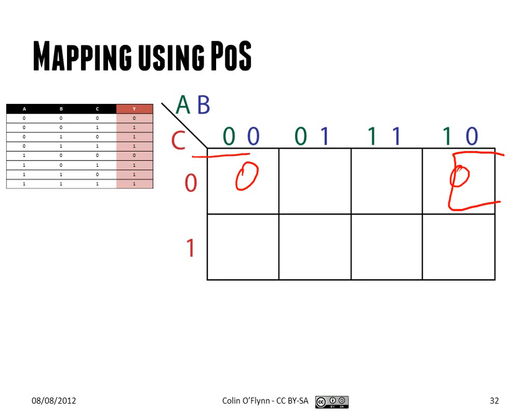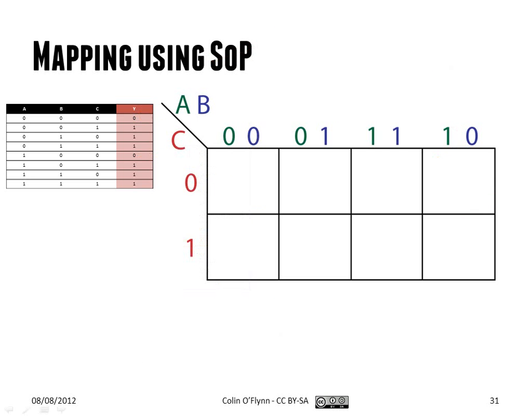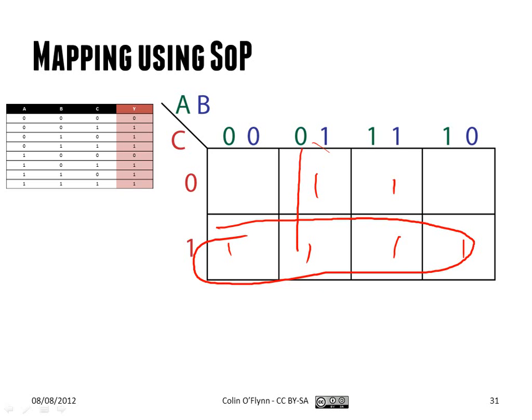So if you want to see that you get the same result using sum of products, I'll do it on this slide. If we put all the ones down, so the ones are everywhere else, you'd have something like that. And what you'd end up with is basically a group here of 4 and a group here of 4.